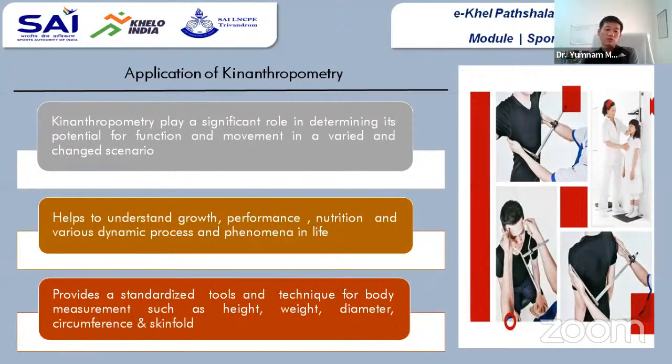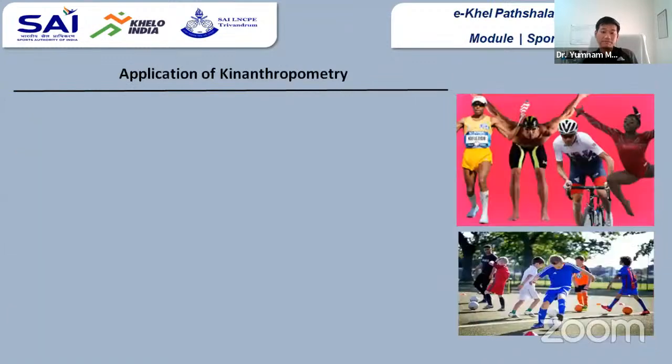This subject also provides standardized tools and techniques for body measurements such as height, weight, diameter, circumference, and skin fold. So kinanthropometry techniques: what tools should be used for taking what kind of measurement, and how to take the measurement. Maybe height, weight, diameter, circumference, and skin fold. So these provide standard tools and techniques for body measurement.